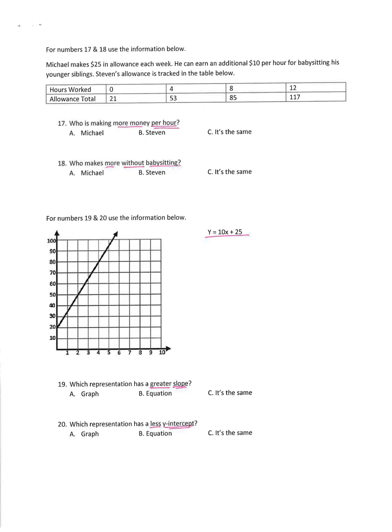For numbers 19 and 20, use the information below. Number 19, which representation has a greater slope? A, graph, B, equation, C, it's the same. Number 20, which representation has a lesser y-intercept? A, graph, B, equation, C, it's the same.